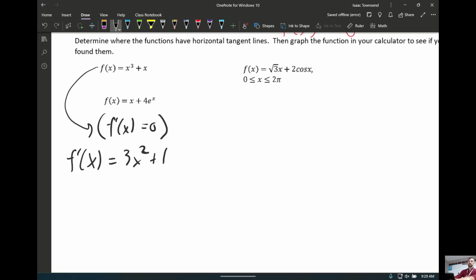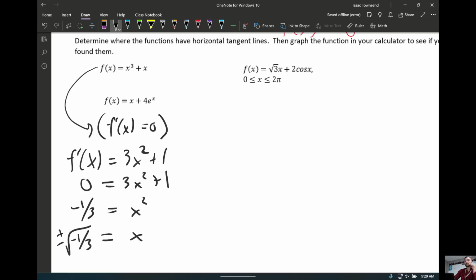And then to finish the question, you've got to use the rest of your algebra knowledge. You're going to have to set it equal to 0, subtract the 1, divide by the 3, take the square root of both sides, don't forget plus or minus. And what happens when you try to take the square root of a negative number? It just reverts to a positive. It does not just revert to positive. You get imaginary numbers. And where do imaginary numbers show up on a graph? They don't. So this guy has no horizontal tangent lines.